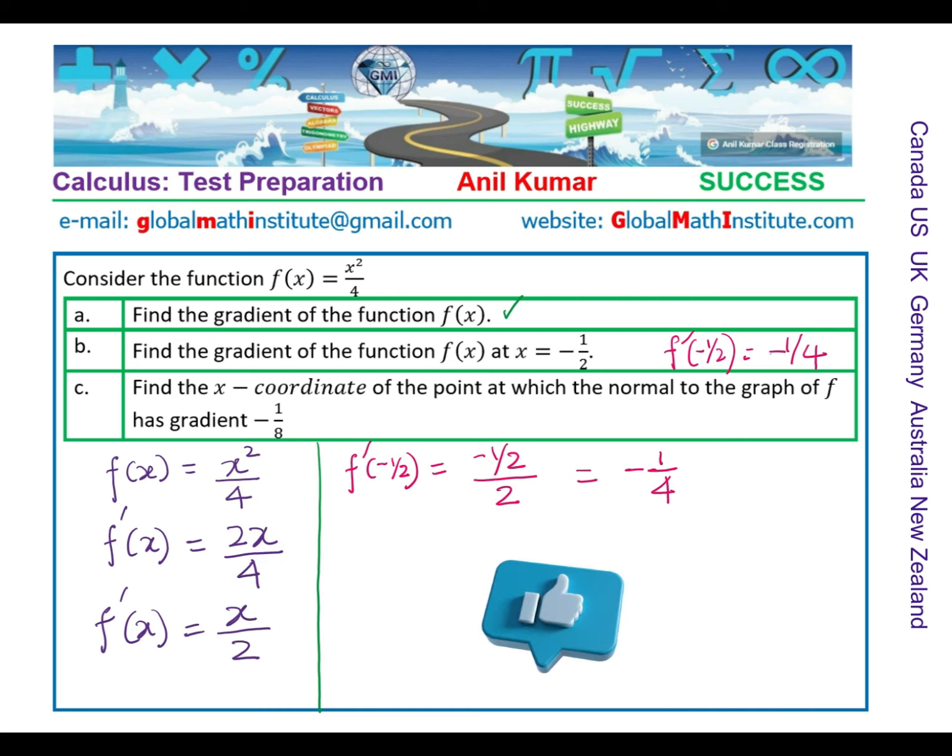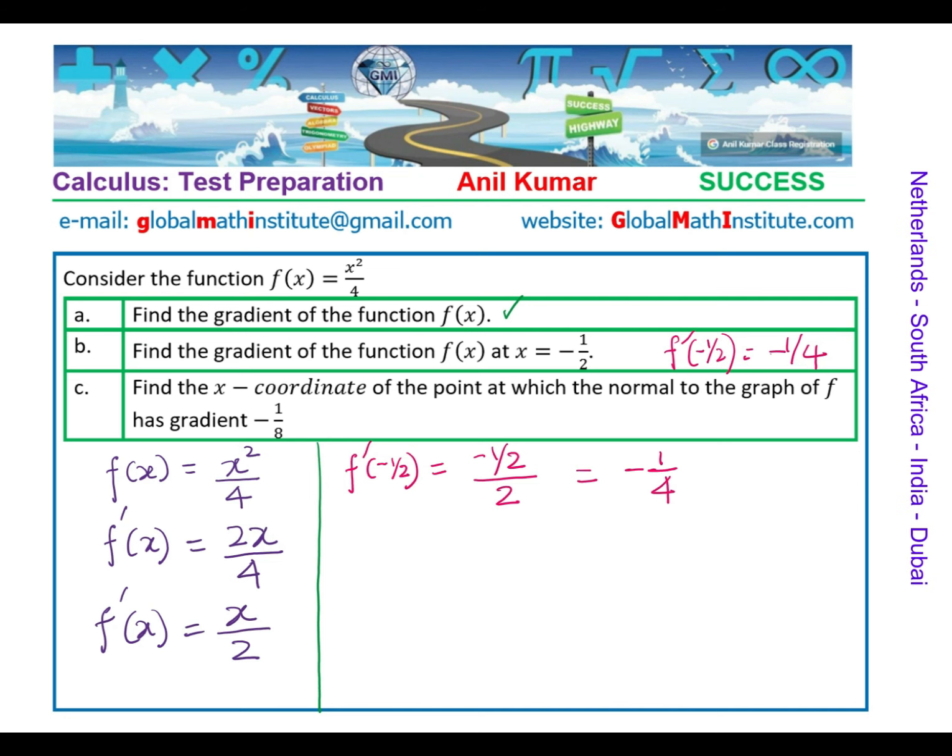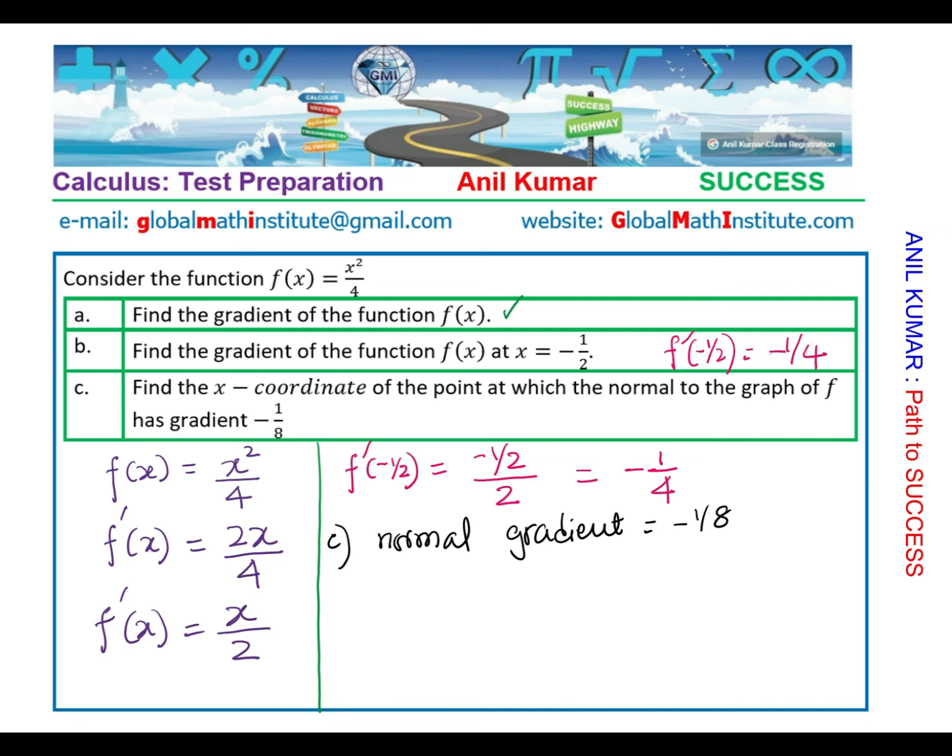Part C is find the x coordinate of a point at which the normal to the graph of f has a gradient of minus 1 over 8. So part C is: the normal gradient is minus 1 over 8. So the normal at that point is minus 1 over 8. How about the tangent? The slope is going to be 8, right?